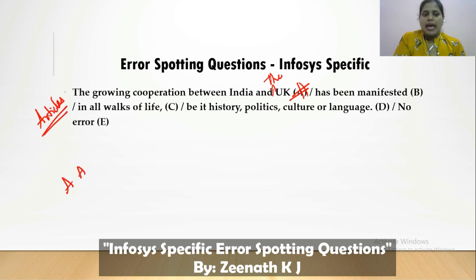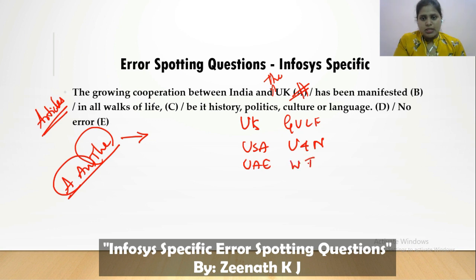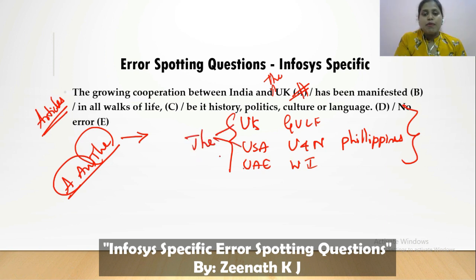We all know a and the are considered as articles. A and an are indefinite articles, the is the definite article. We are clearly aware of that. There is a rule connected to the usage of the definite article the. What does it say? It says whenever you talk about countries like UK, USA, UAE, Gulf, Andaman and Nicobar Islands, West Indies, Philippines, you should use the definite article the right before the usage of any of these names.